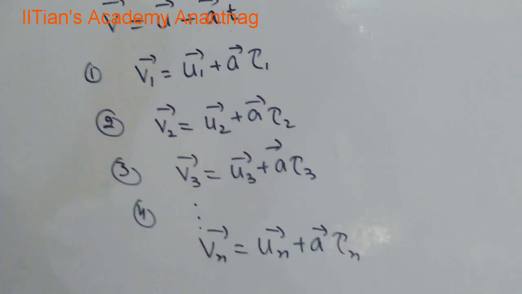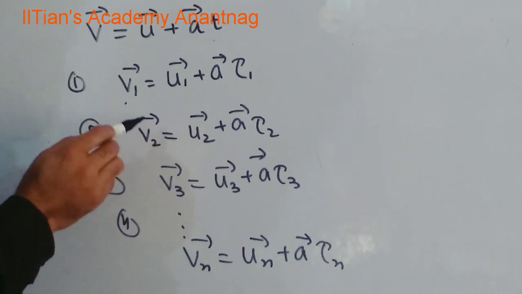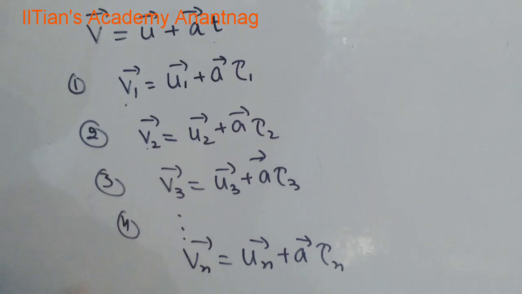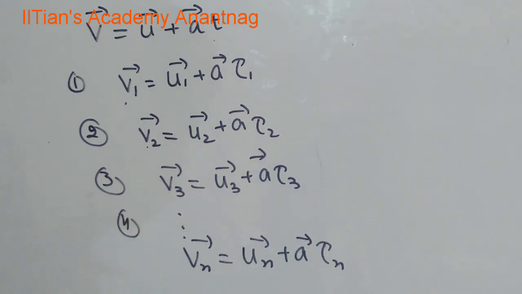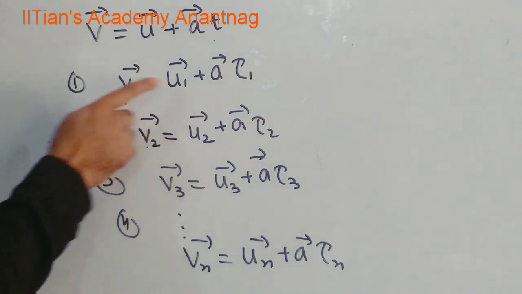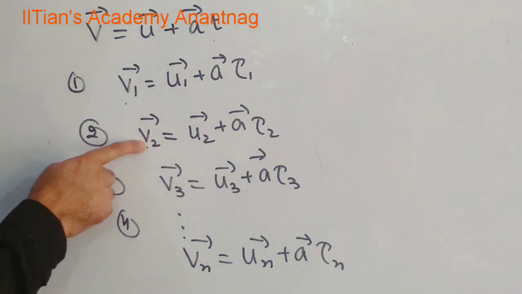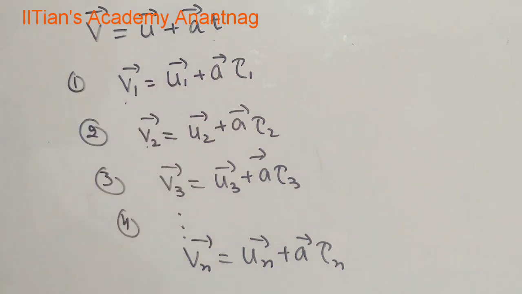I hope that these things are zoomed out. So this is the equation of motion for the first electron. This is the equation of motion for the second electron. This is for the third electron. This is for the nth electron. This is the net velocity gained by the electron due to the electric field, or this is the final velocity. Gain will actually be final velocity minus initial velocity.